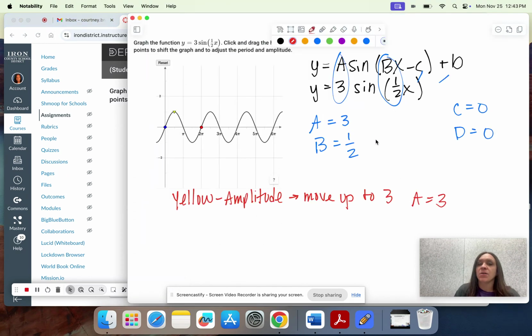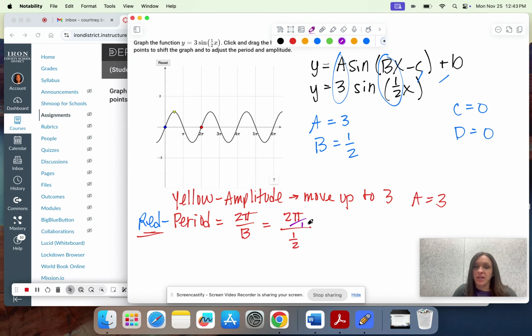All right, now we're going to do our period. And that one is the red dot. Oh, I should have kept it red, duh. The red one. So remember, the period is 2 pi over b. So let's calculate that. 2 pi over 1/2. And if you need to, you make the 2 pi a fraction. So 2 pi over 1, and then you multiply by the reciprocal. Dividing by 1/2 is always the same as timesing by 2.